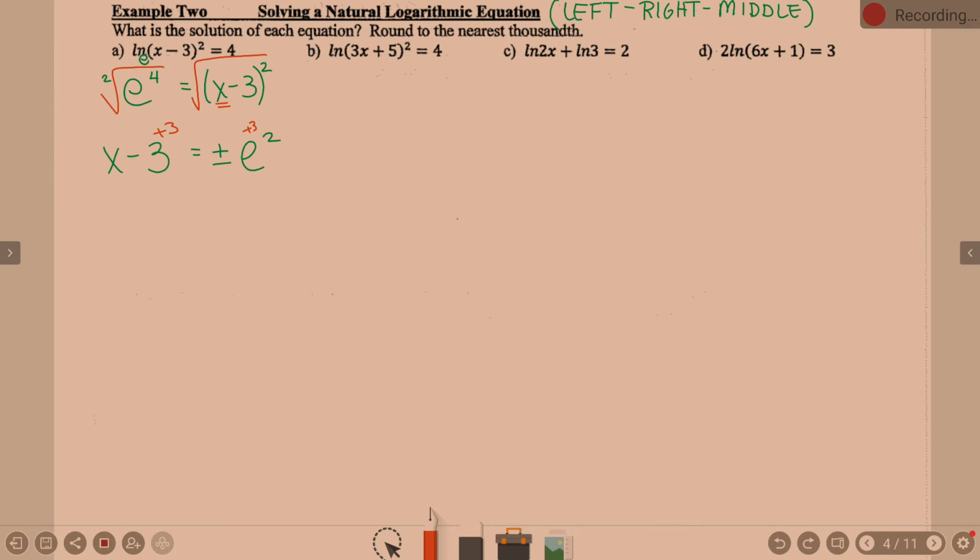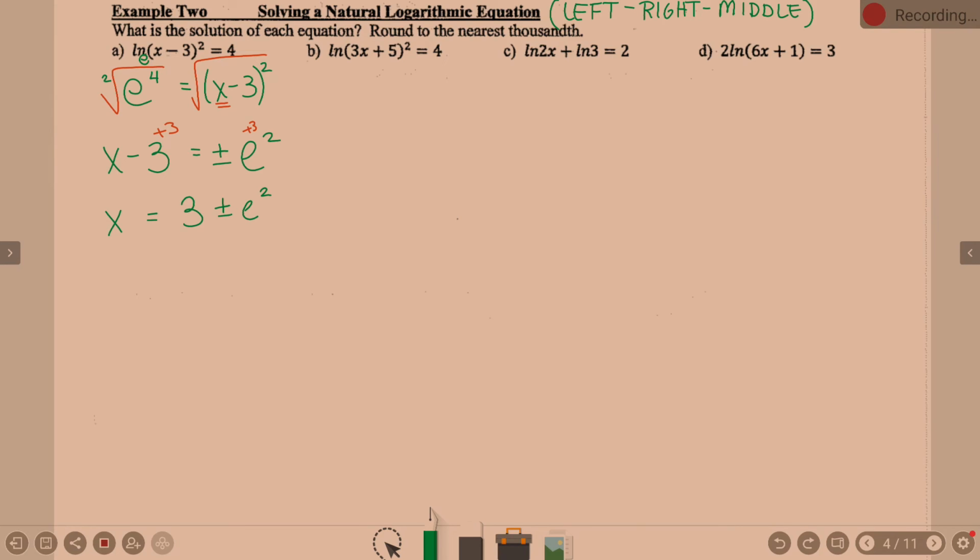Now, with that in mind, I'm going to have x equals, and you can put the 3 out front or out back. When I have a plus or minus, I like my plus or minus to be in between two things. So that means I like to say this is 3 plus or minus e squared. That's what I like. Now, if you would rather say plus or minus e squared plus 3, that works as well.